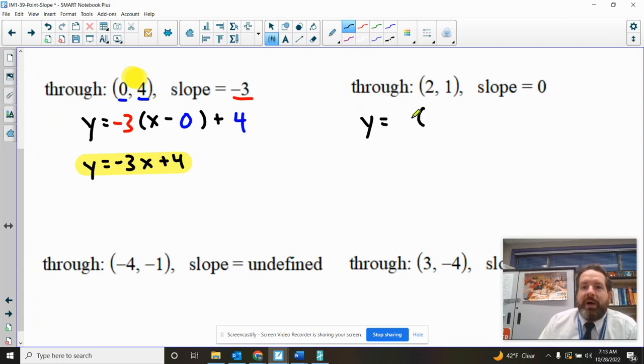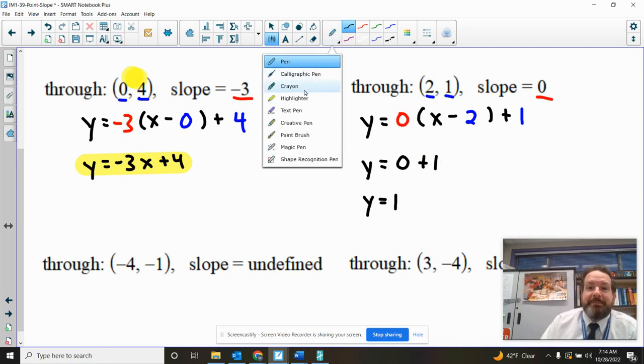Set up first. Y equals space for the slope, x minus space for x1, plus space for y1. Slope number in the front, x coordinate with the letter x, y coordinate on the back. Now this time there's some special simplification to do. Y equals 0 times the parentheses is the same as 0 times anything else. It's just 0, not 0x anymore, just 0. Put the plus 1 on the back, and 0 plus 1 is just 1.